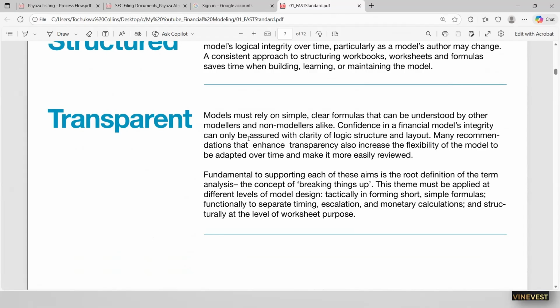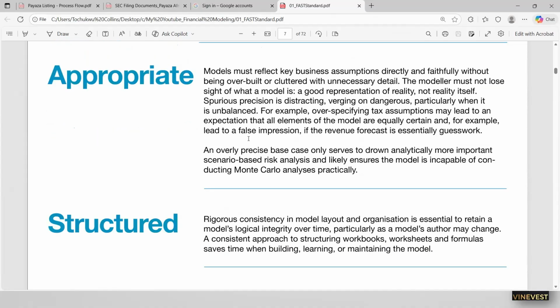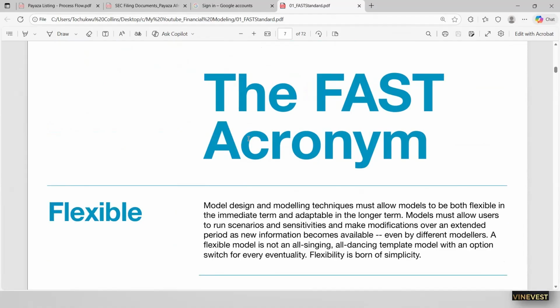And when we say the financial model should be transparent, it means that it should be clear and the formulas should be easily understood by both modelers and non-modelers. Right. So there should be no ambiguity, no hidden figures. If you want to hard code numbers, they should be in the inputs section of your financial model, or else the financial model would not be transparent. When somebody audits your financial model, they should see the logical flow of the financial model. That's basically what we have under the FAST acronym.